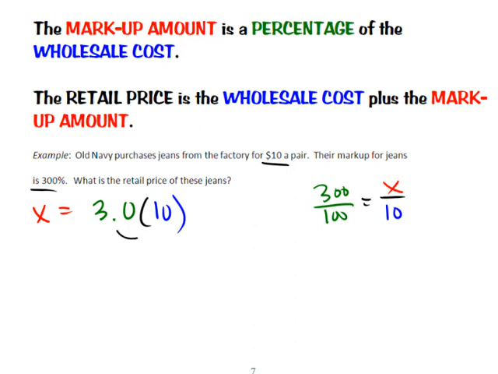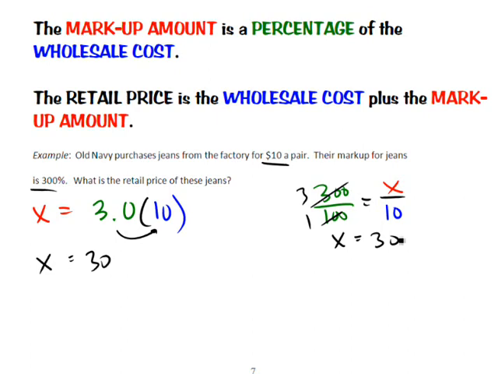Using the equation method, I just have to do some simplifying. 3 times 10 is 30. So the markup amount is 30. Using the proportion method, I'll simplify first. 300 over 100 becomes 3 over 1. 1 times x is 1x, or just x, and 3 times 10 is 30. So the markup amount is 30.